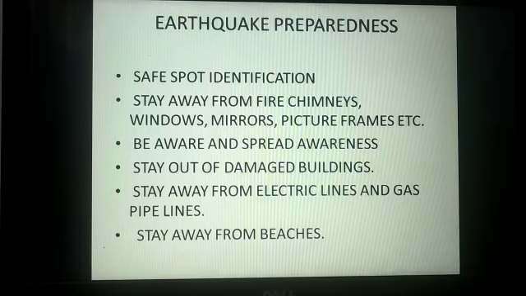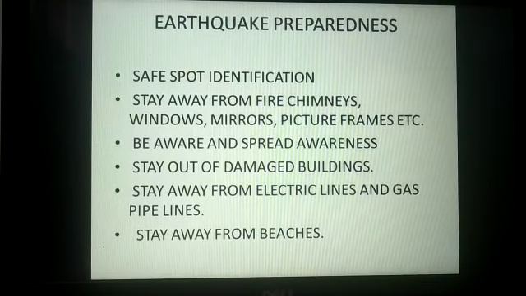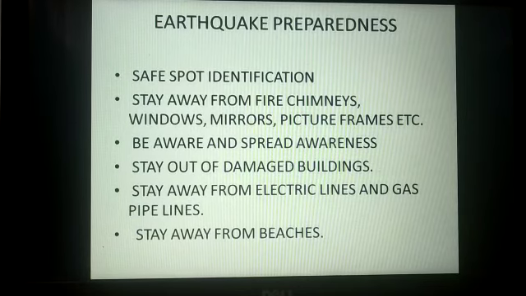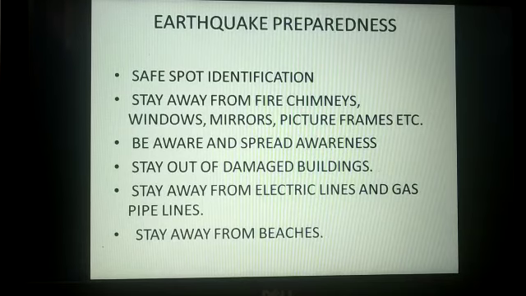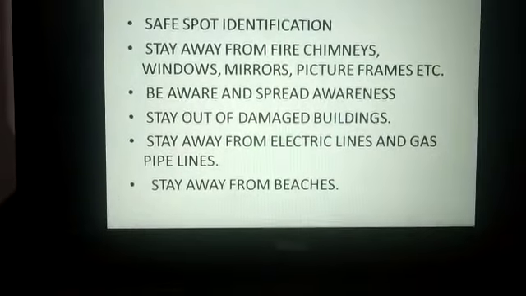Another thing is to stay away from fireplaces, areas around chimneys, and windows that shatter, including mirrors and picture frames. A person should stay out of damaged buildings because they may fall down during the earthquakes. A person should stay away from electric lines and gas pipelines because they may burst during the earthquake. And a person should also stay away from beaches because very high waves are formed during the earthquake, which may cause the destruction of life and property.